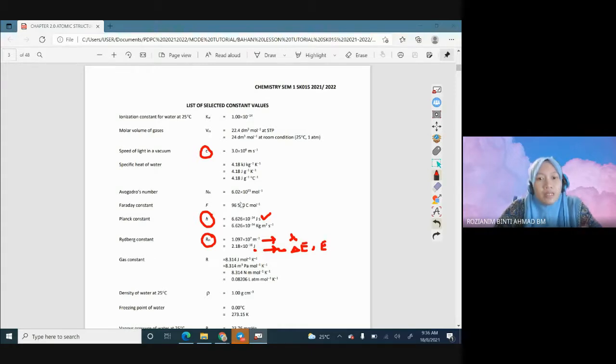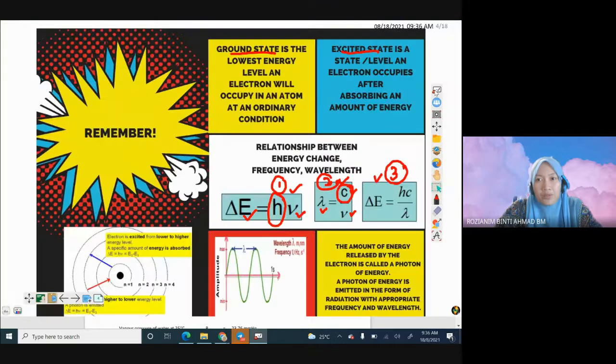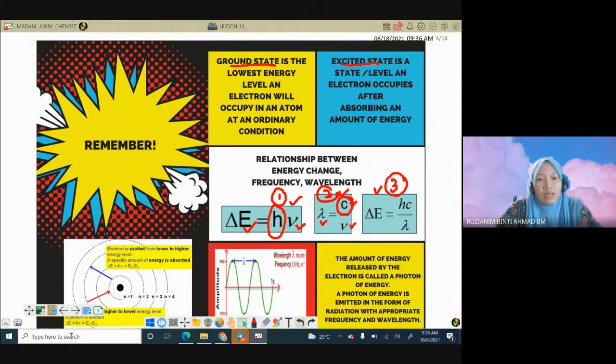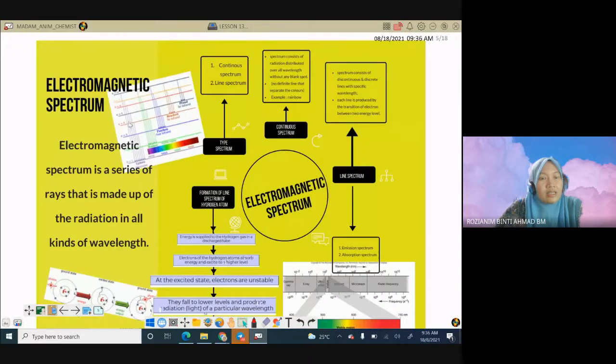So means in this chapter, we just consider the 3 constants in chapter 2. Tak perlu hafal. Just you must understand how we use it. Okay. So kita masuk kita punya content of the lesson for today. Ini baru summary. Okay, yang ni lah jenis-jenis spektrum yang kita akan belajar at the end of this chapter. Nampak? Dia akan hasilkan pelbagai jenis series. Okay, so I will discuss later.